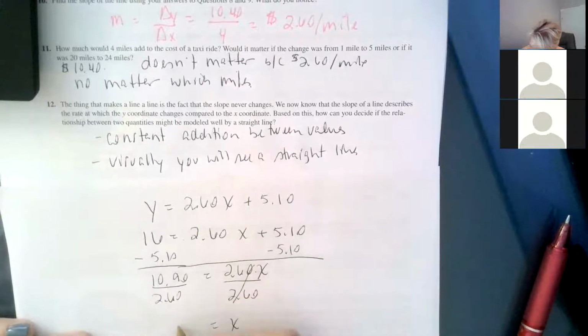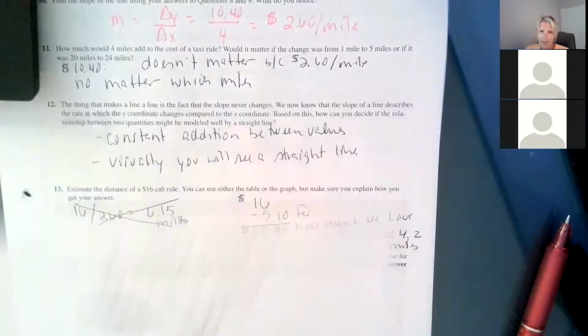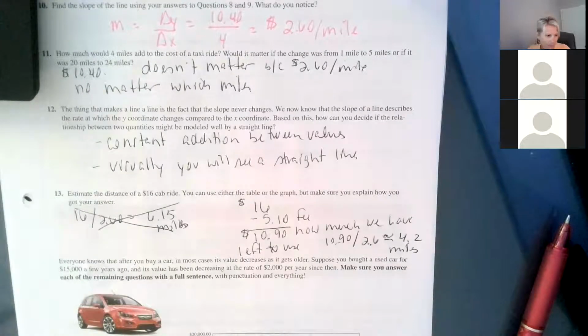And we got 4.2 miles. So you did some algebra, you didn't even think about it. Didn't even stress about it.